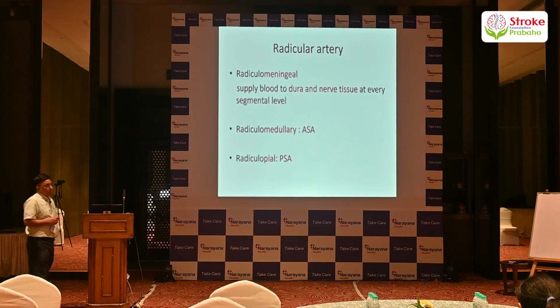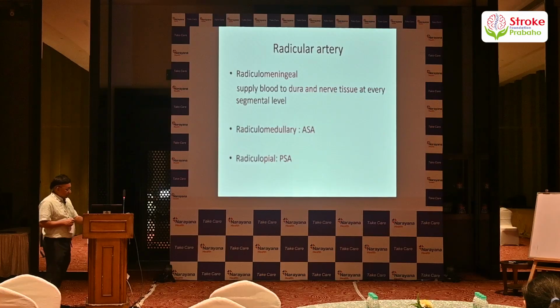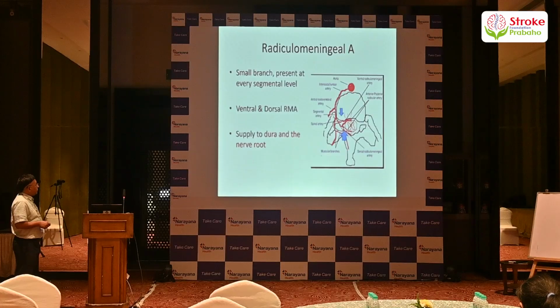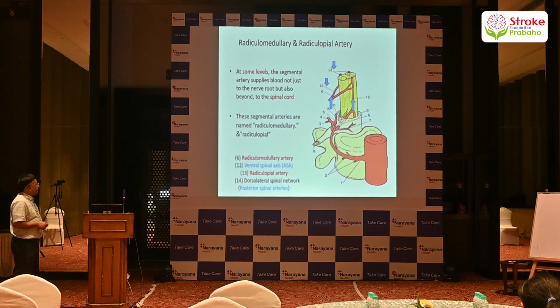So basically we have three types of radicular arteries. One is called the radiculomeningeal artery, which supplies the dura and the nerve tissue at the segmental level. Then we have the radiculomedullary artery, that is the anterior spinal artery, and the radiculopial artery, that is the posterior spinal artery. So what is the radiculomeningeal artery? It supplies the nerve root. So this is the aorta, this is the segmental artery, either at intercostal level or lumbar level, going ventrally and going dorsally. So it is supplying the dura and the nerve root. So that is called the radiculomeningeal artery. Then we have the radiculomedullary and radiculopial artery.